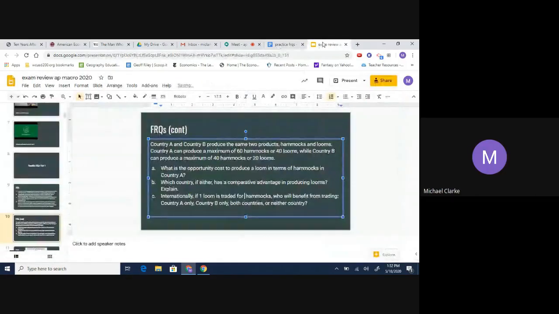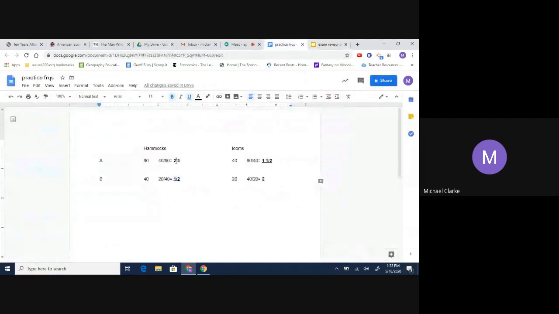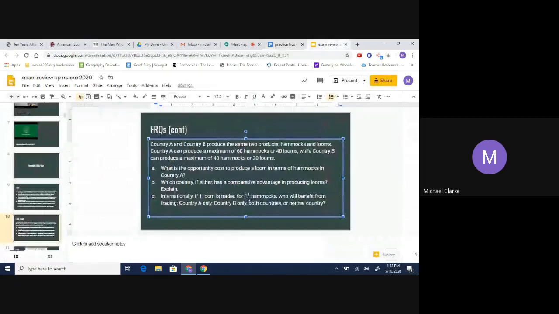I reworded this and said a trade was offered for you guys. 1 loom is traded for 1/3 of hammocks. You're only getting 1/3 of a hammock back. Well, because of that, your opportunity cost is too high. You're not going to choose that because now it's going to take more to make that. It's not going to fit your pattern of specialization, and you're not going to benefit from that type of trade. So in that case, because 1/3 isn't ahead of these 2 numbers, neither country would benefit. So that's how you would tackle a question like that.